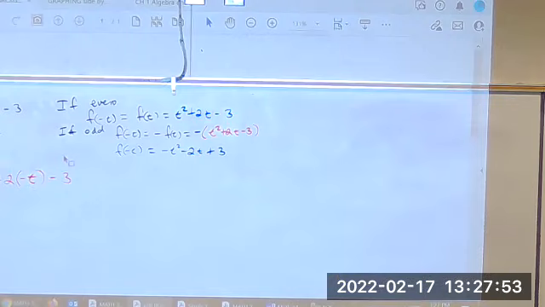So f of negative t is equal to, this is negative t times negative t. A negative times a negative is positive. This is positive t squared. Positive 2 times negative t is negative 2t minus 3. Is it exactly the same as the original function? Is it exactly opposite of the original function, or is it neither? It's neither.